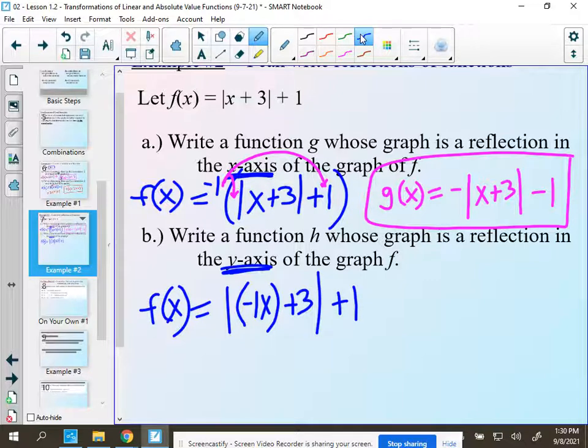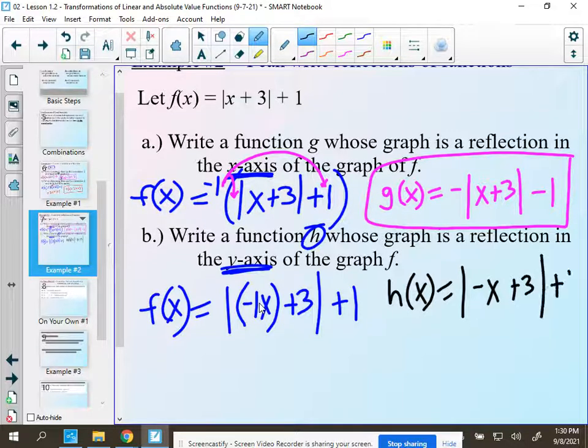And then just same thing. Don't leave it. If you choose to show it like this, let's simplify it, and we want to make sure we incorporate h here. So h of x, what has to get simplified? Really just lose these parentheses, and we would write that as the absolute value of the opposite of x plus 3, plus 1. Okay.